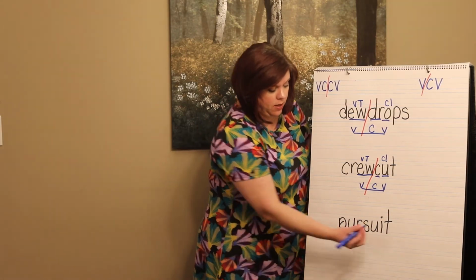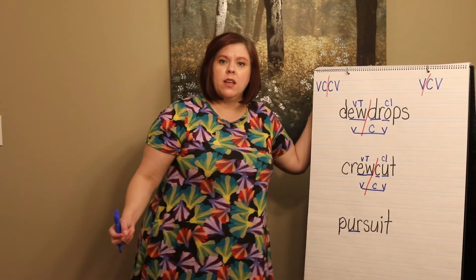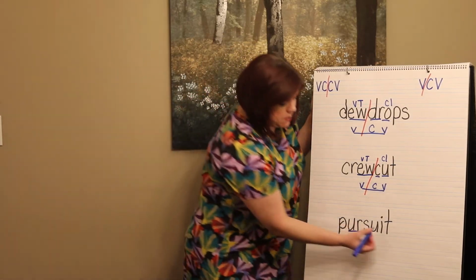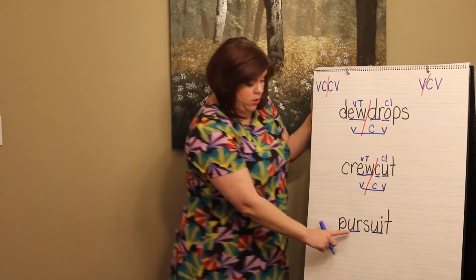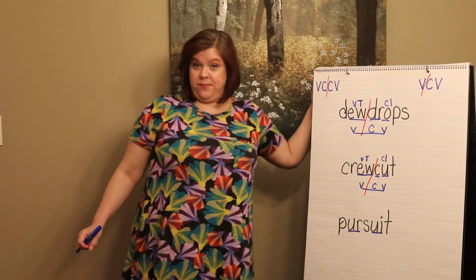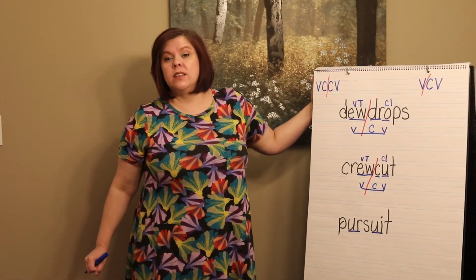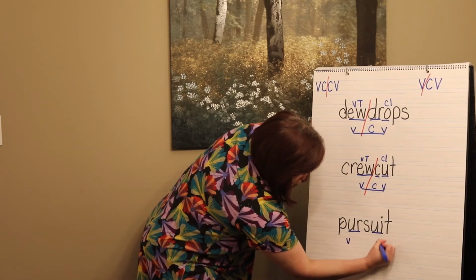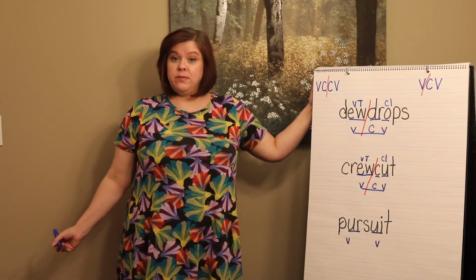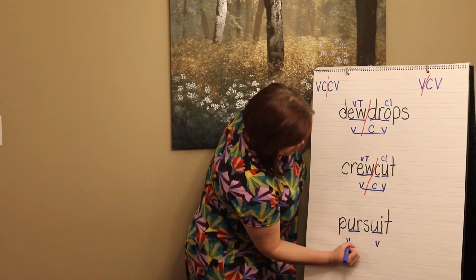What else do I see? That's right, a UI. What do we call that? That's right, it's a vowel team. So they have to go together. UI makes one vowel sound together. So underline the UR, underline the UI. What do we do next? That's right, mark it with a V. Okay, so mark your V's. Next, draw your bridge.